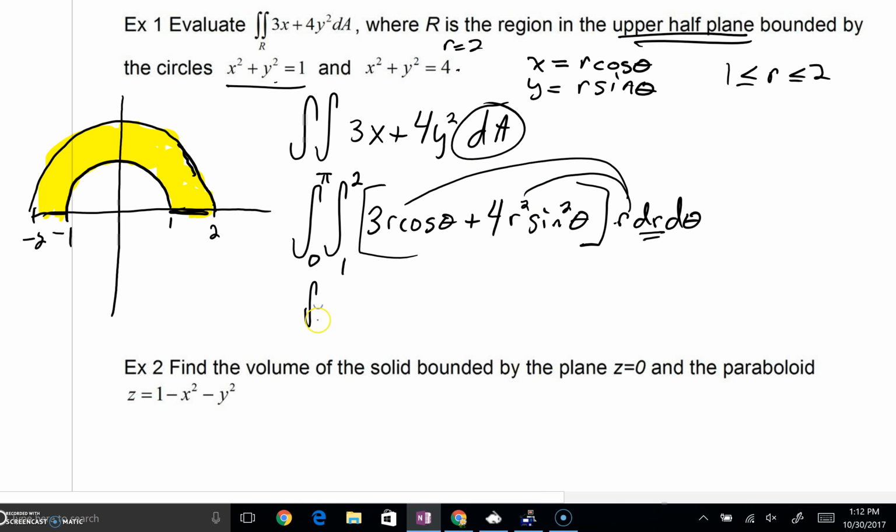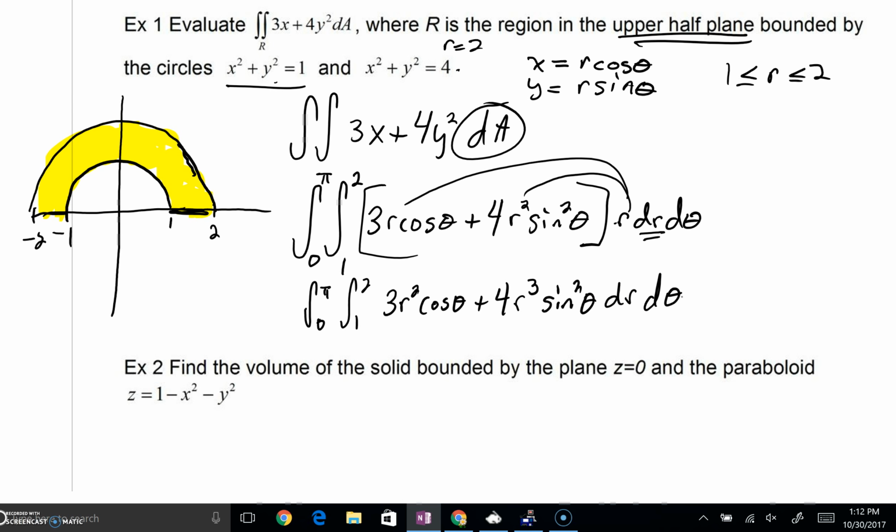So we'll say we're going from 0 to pi, and here from 1 to 2. We'll have 3r squared cosine of theta plus 4r cubed sine squared of theta. And then we'll have our dr and our d theta. And at this point, it just becomes, hopefully, a routine double integral.